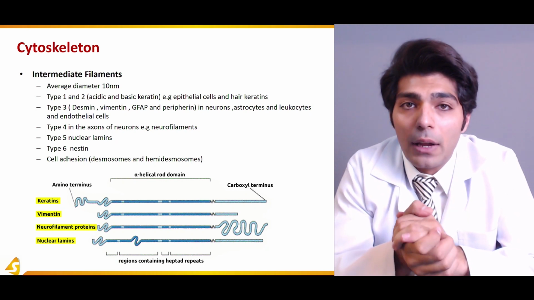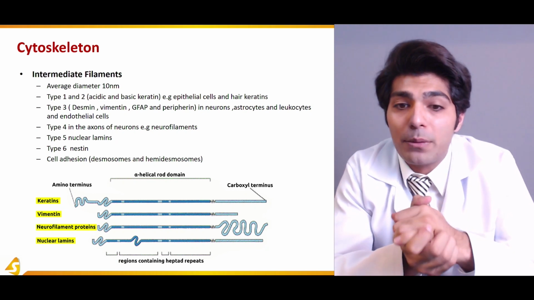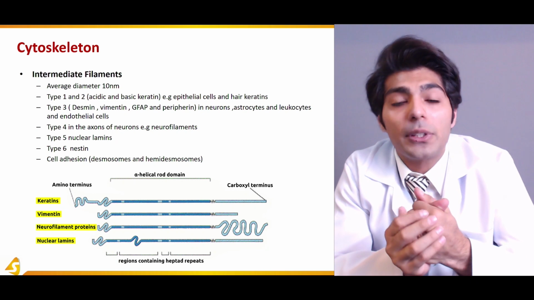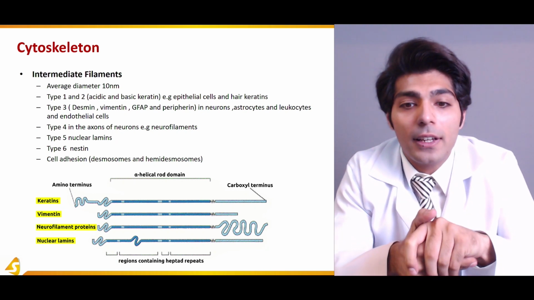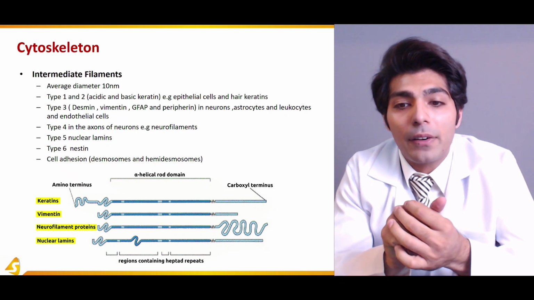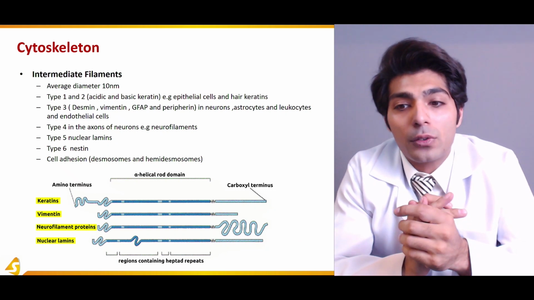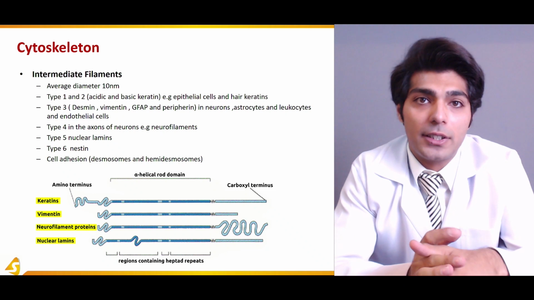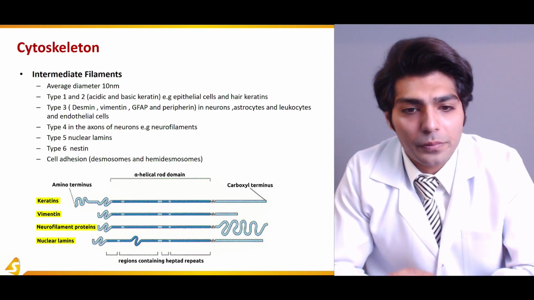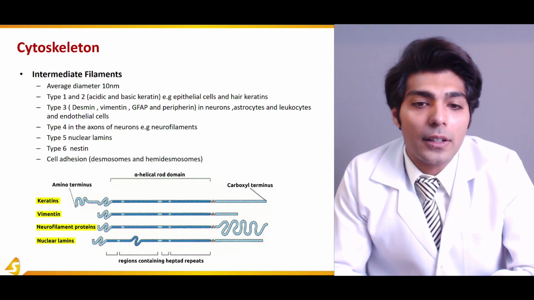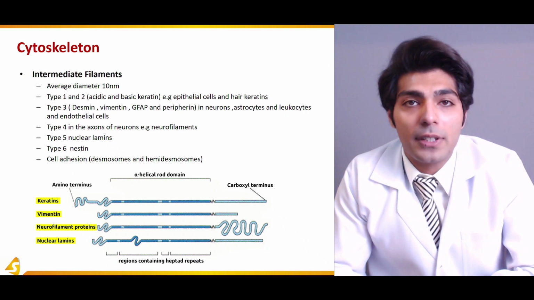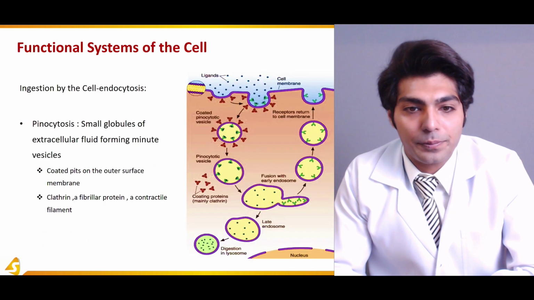Type 1 and type 2 are acidic and basic keratin. Examples are epithelial cell and hair keratins. Type 3 is desmin, vimentin, GFAP, and peripherin, in neurons, astrocytes, leukocytes, and endothelial cells. Then we have type 4, in the axon of neurons, which are the neurofilaments. Type 5 are the nuclear lamins, and type 6 is nestin.